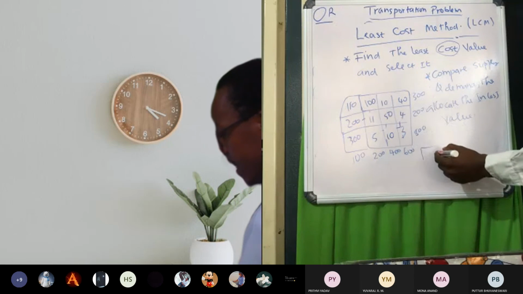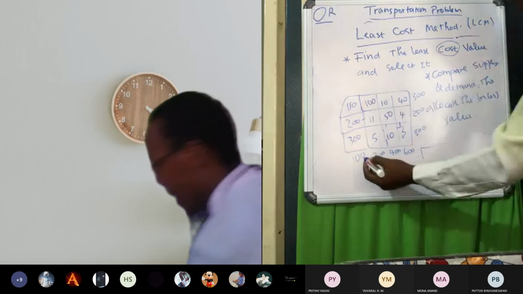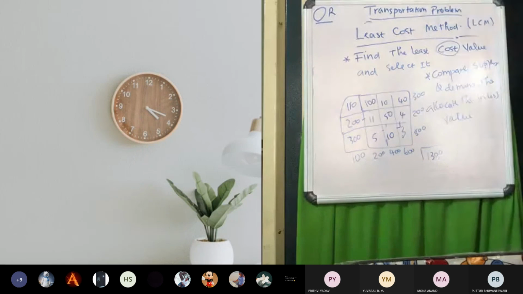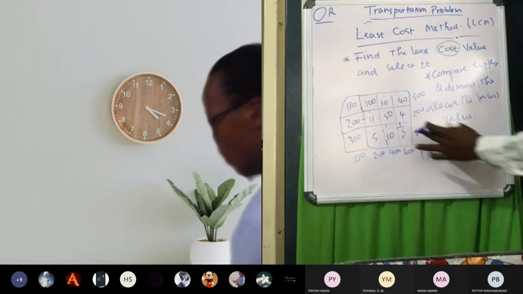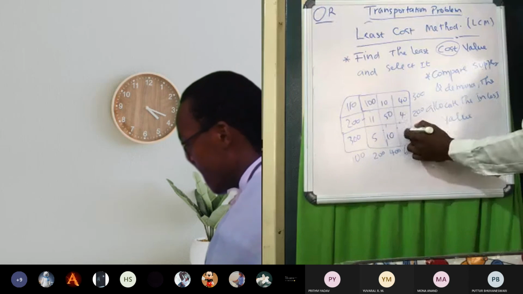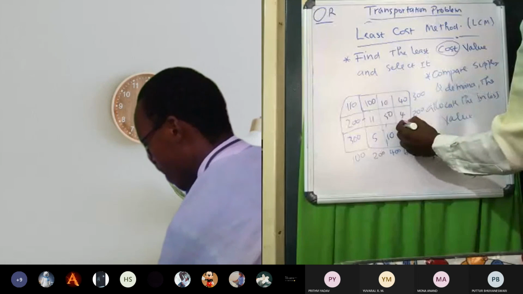This one is going to be 1,300, right? For the supply, it's going to be 1,300. And what about this one? 1,300. Then it is a balance. Now you look, what is the least? The least is 3, right? Now in the least, which is 3, you allocate this one.